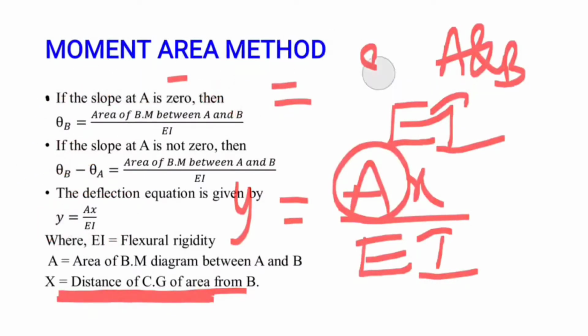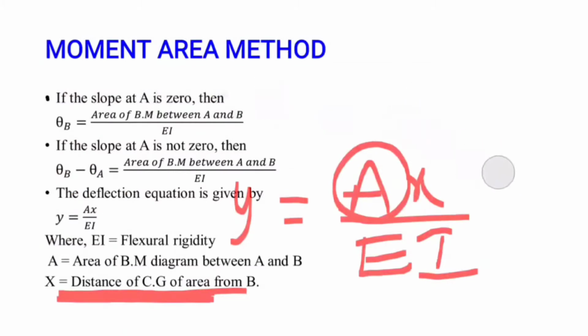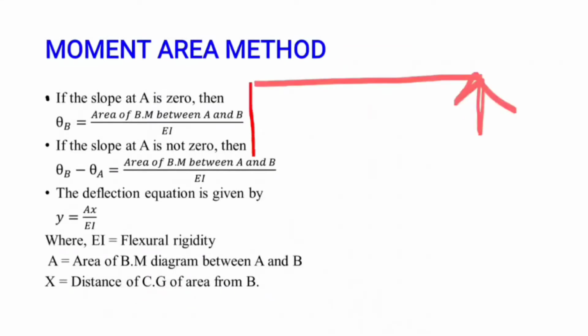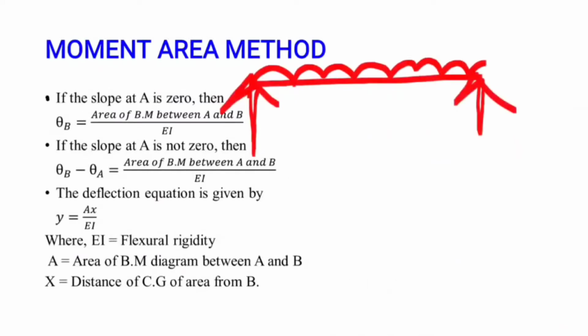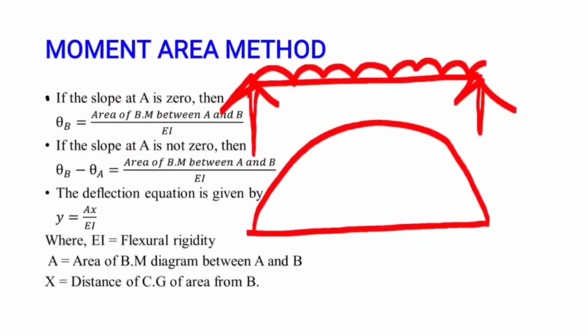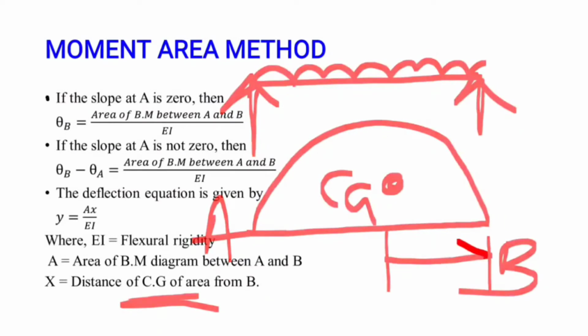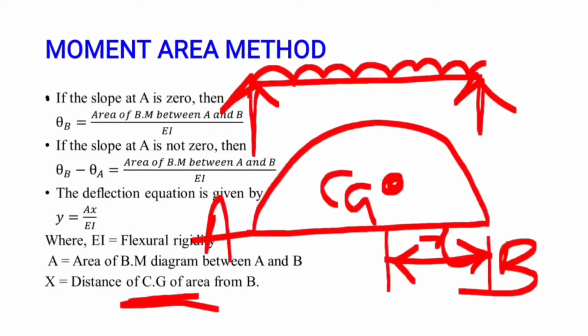For better understanding, I give a diagram for how to calculate the x value. Let's say this is a simply supported beam. The UDL is acting throughout the span. I draw the BMD, that is the bending moment diagram. This is the bending moment diagram. I calculate the center of gravity. This is A, this is B, this is CG. The CG will be calculated from B, that is called x. I hope it is clear.